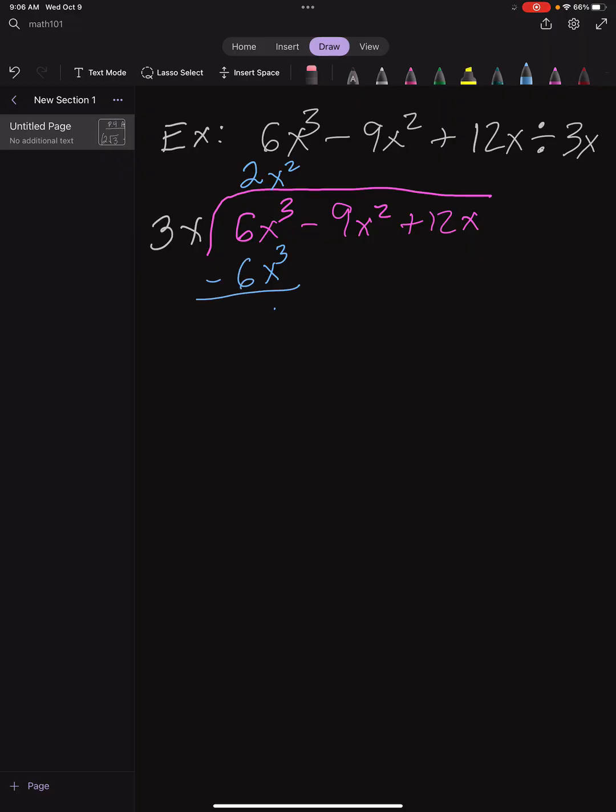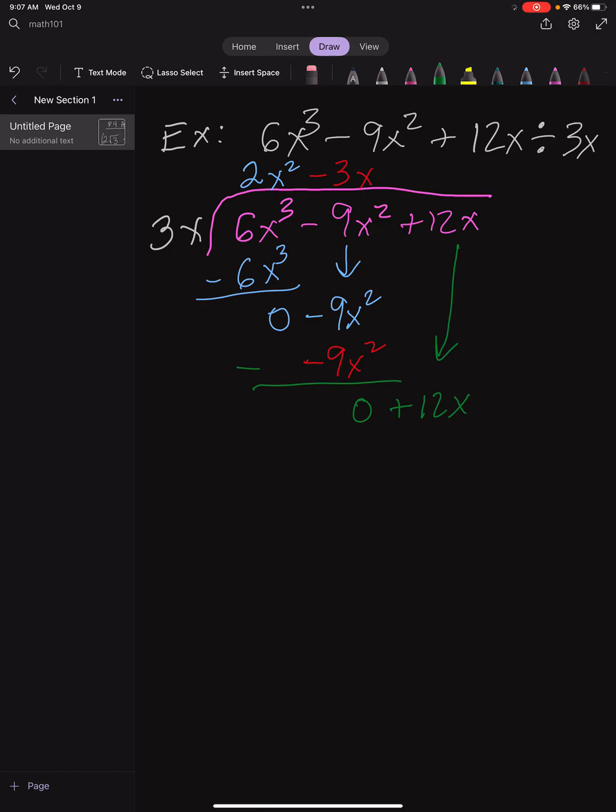And I get 0. Carry down the minus 9x squared. And we're going to do the same thing again. So now figure out how many times 3x goes into negative 9x squared. 3 goes in negative 9, negative 3 times. X goes in x squared, x times. And then multiply those together. I get negative 9x squared. Next, add these, subtract these. I get 0 again. Carry down the 12x.